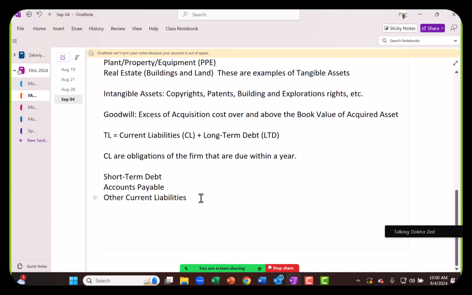And other current liabilities. Among other current liabilities are, for example, your workers worked, but you haven't paid them yet. Technically speaking, they delivered you their work, but you haven't paid them, so that's a liability for you. Or your customers prepaid you, but you haven't delivered the goods yet.